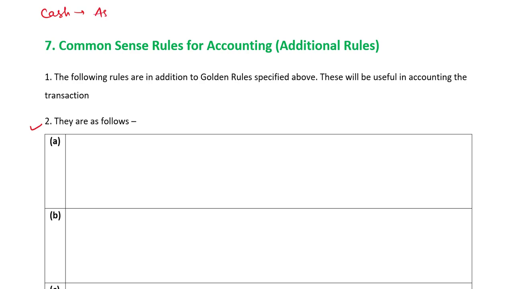So cash is an asset and that is why its nature is debit. Supposing you want to increase cash balance. In that case, what will you do? You will again debit the cash account.